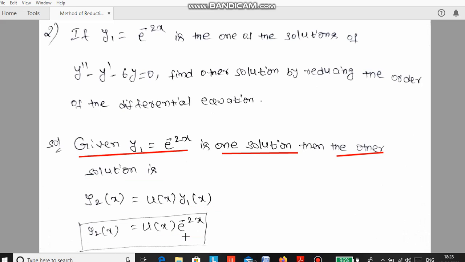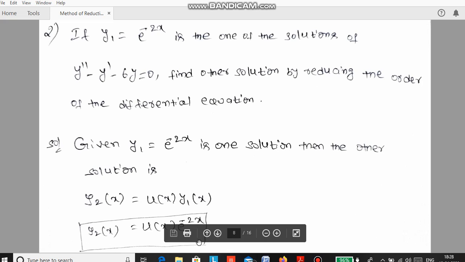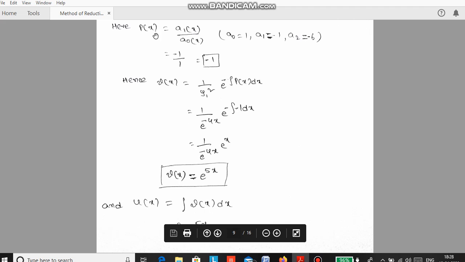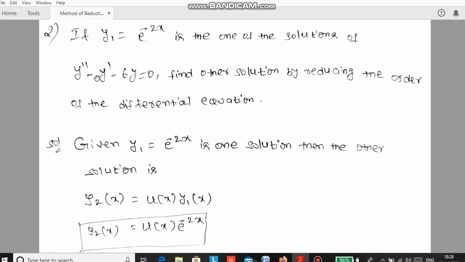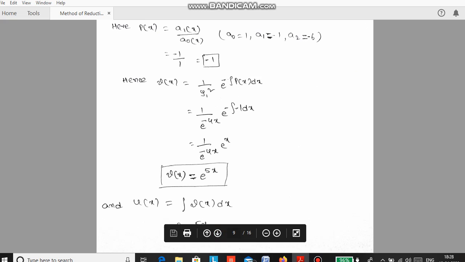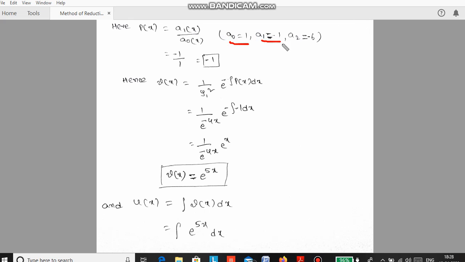Now we have to find the value of u of x. So before that, first we have to find the value of p of x. So p of x is equal to a1 of x by a0 of x. Now observe the given differential equation. y double dash coefficient is 1 and y dash coefficient is minus 1. So a1 of x is equal to, so now see here, a1 is equal to minus 1, a0 is equal to 1 and a2 is equal to minus 6.